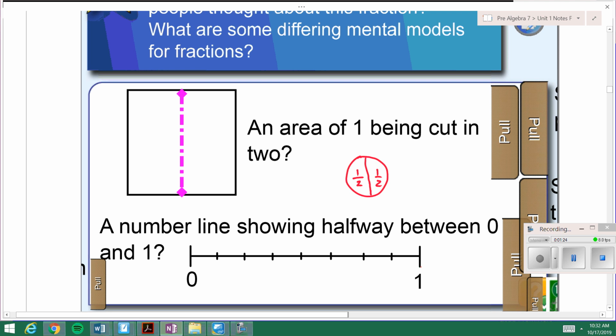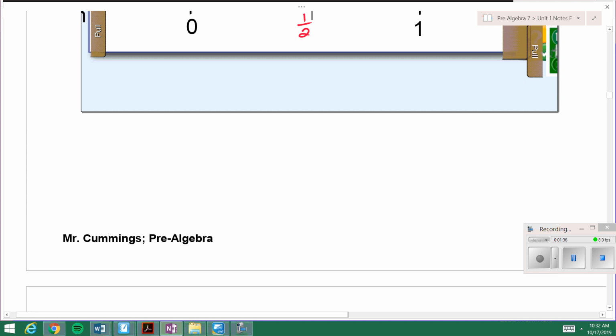Other people might think about a number line and the space that is exactly between 0 and 1, or you can conceptualize a ruler at the 1/2 mark. Okay, exactly between 0 and 1 is 1/2.